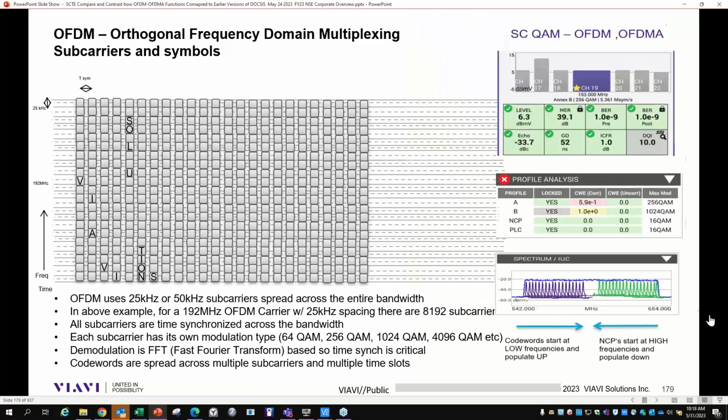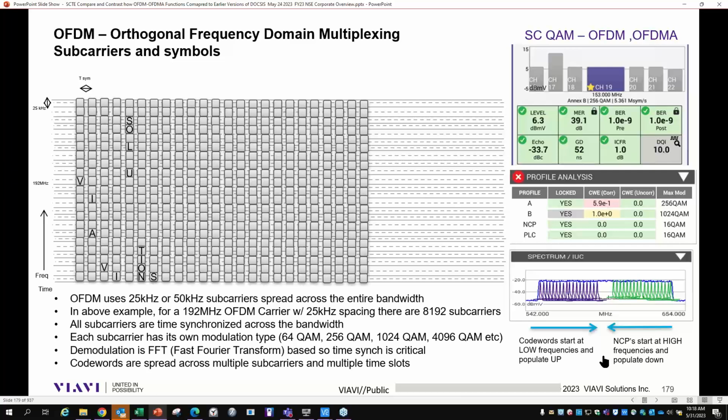All right. So these are multiple subcarrier slots within the carrier itself. When you look at your meter from a data perspective, code words start at the lower part of the frequency and then populate upward. Next code word pointers start at the upper part of the frequency and populate downward, while the code words populate upward in frequency. So again, remember the lower frequency is up here, the upper frequency is up here, right?